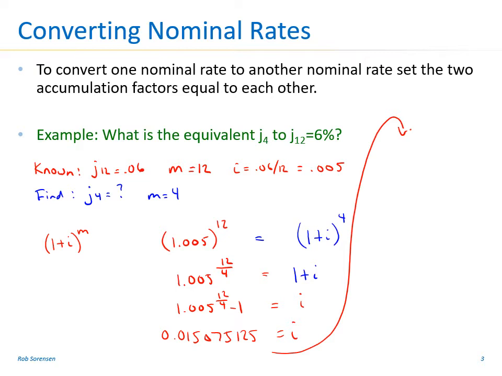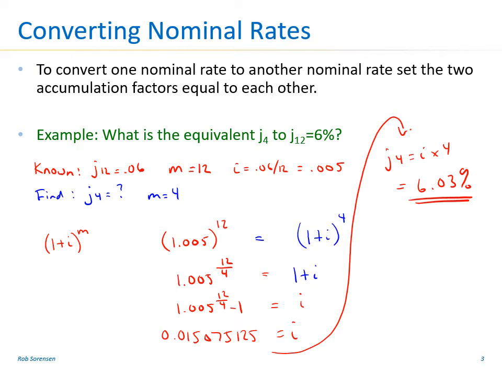Now I'm into quarters, aren't I? So how do I get the J4? Well, that's going to be I times 4, which works out to be 6.03%. So 6.03% compounded quarterly will get you to the same place as a straight 6% compounded monthly. That kind of makes sense. It's compounded a little less often, isn't it? So it's going to need a little bit bigger nominal rate to make us get there.